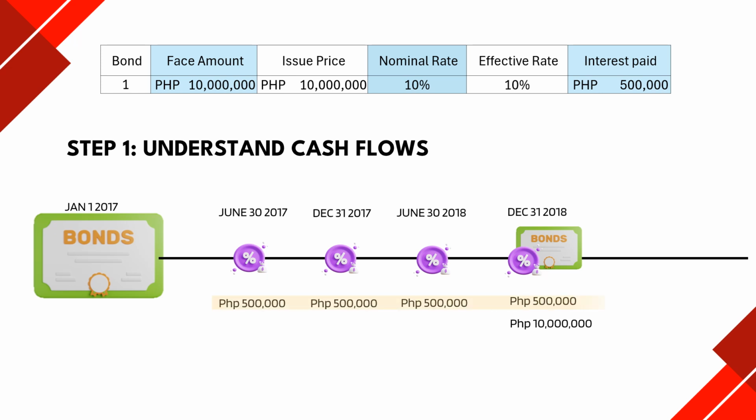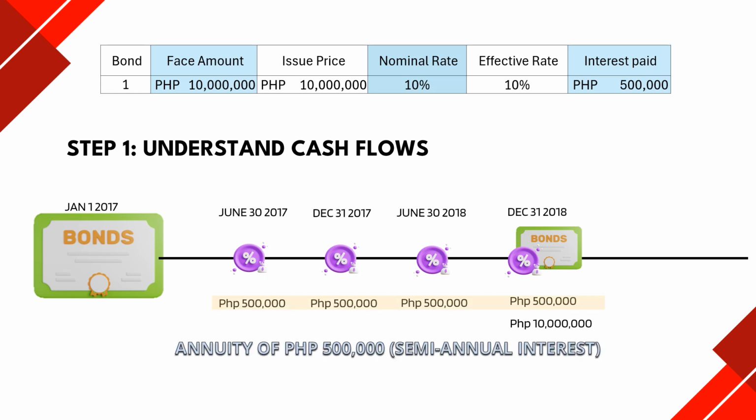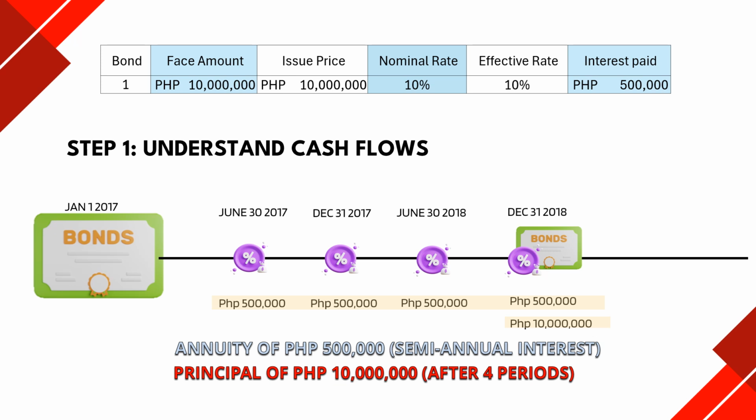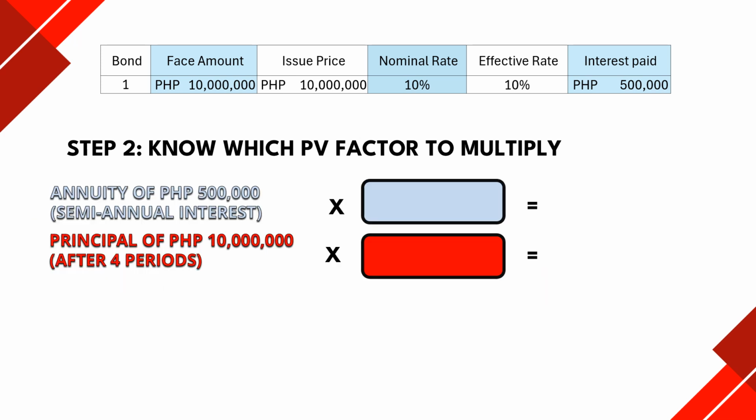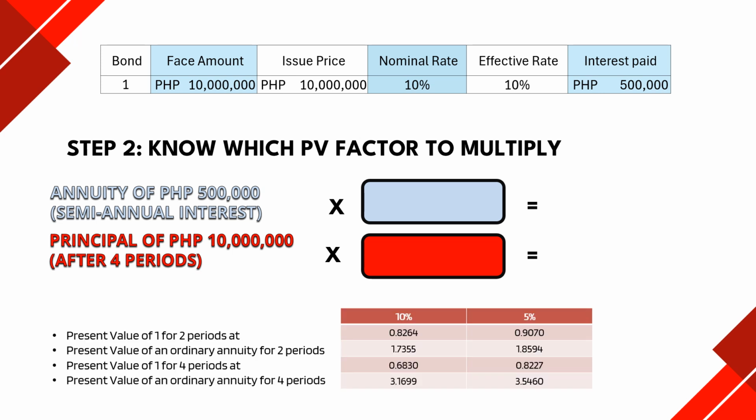The next step is we need to understand that there are 2 cash flows: an annuity, which happens at regular periods, the semi-annual interest, and the principal that happens at the end of the period, so 10 million. Step 2 is we need to know the PV factor that we need to multiply to bring it back to its present value. So basically, we take the annuity of 500 times the PV factor, and the principal of 10 million times the PV factor. Don't worry, rather than making you compute manually, I will give you a PV factor table.